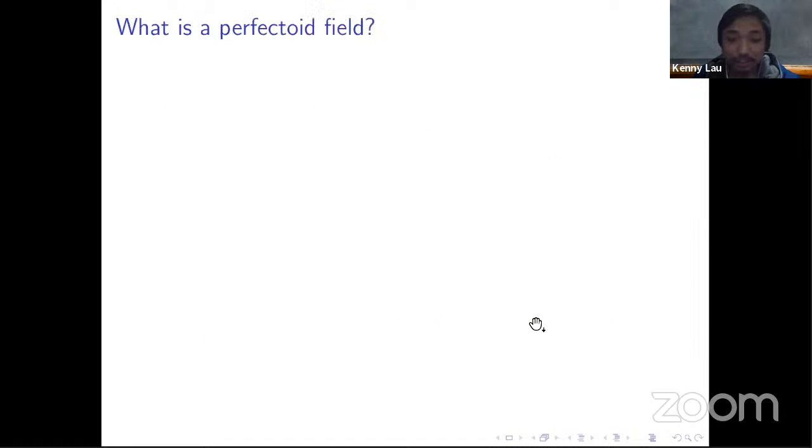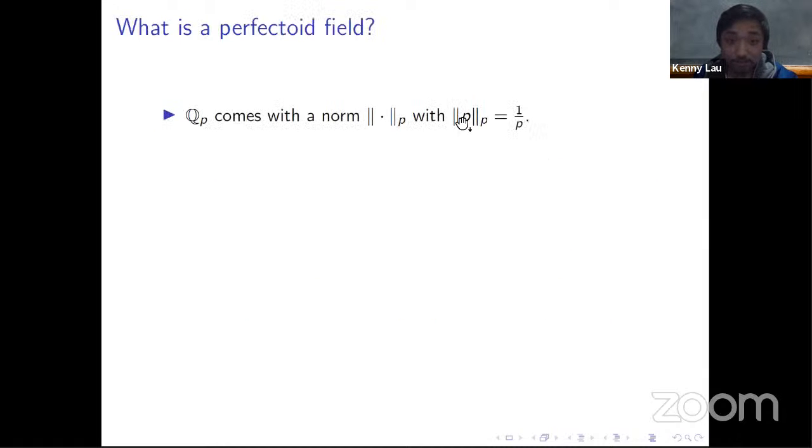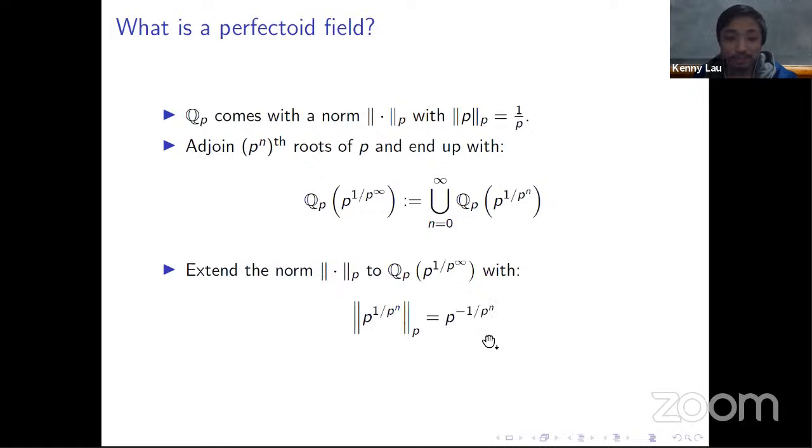And so now, what's the perfectoid field? Well, what makes this work is that somehow if you mod p, then the pth power map is surjective, as in you can keep taking pth roots. This is what makes it work. So Q_p comes with the p-adic norm, right? Where the norm of p is p inverse. We can adjoin the p-power roots of p, and we end up with this field that we have seen before. And we can extend the norm to this field by this formula.